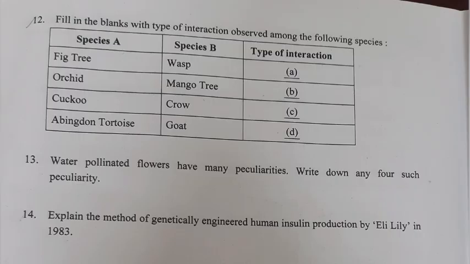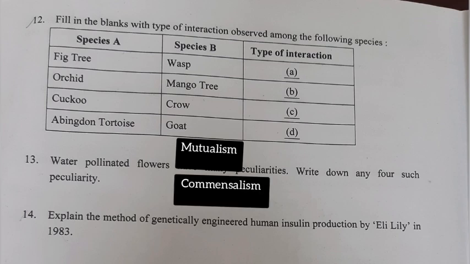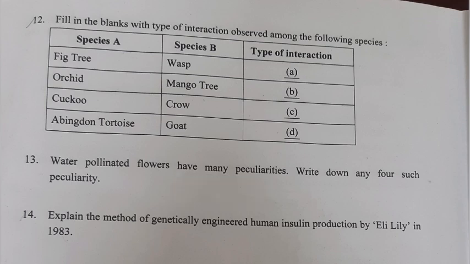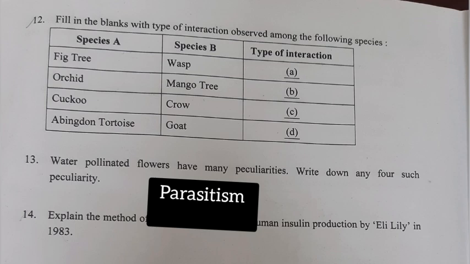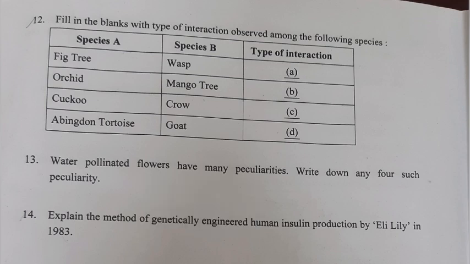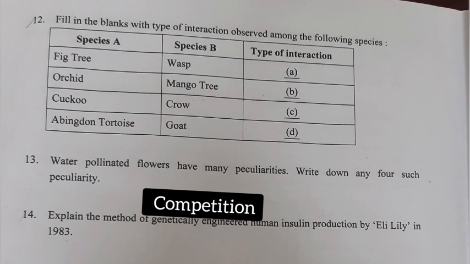12. Fill in the blanks with type of interaction observed among the following species. Answer fig tree, wasp. Type of interaction mutualism. Orchid, mango tree. Type of interaction commensalism. Cuckoo, crow. Type of interaction parasitism. Abundant tortoise, goat. Type of interaction competition.